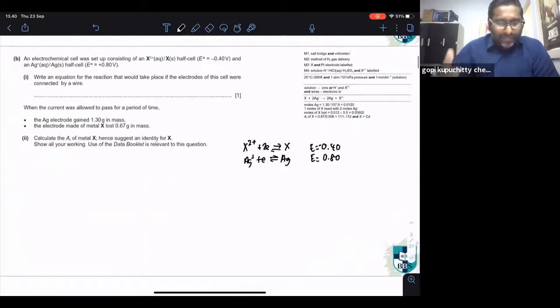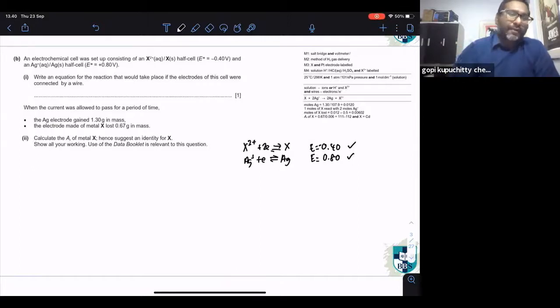Now, the next question is going to be an electrochemical cell that was set up using this, and then they have given you the half cell, where the E value is negative 0.4. So I've written over here negative 0.4. And then you have the silver ion and silver half cell, which is going to be 0.8. So I've written, always when you write down the half equation, you write it in the form of reduction, which means adding electrons. So I've written it down in the form of reduction.